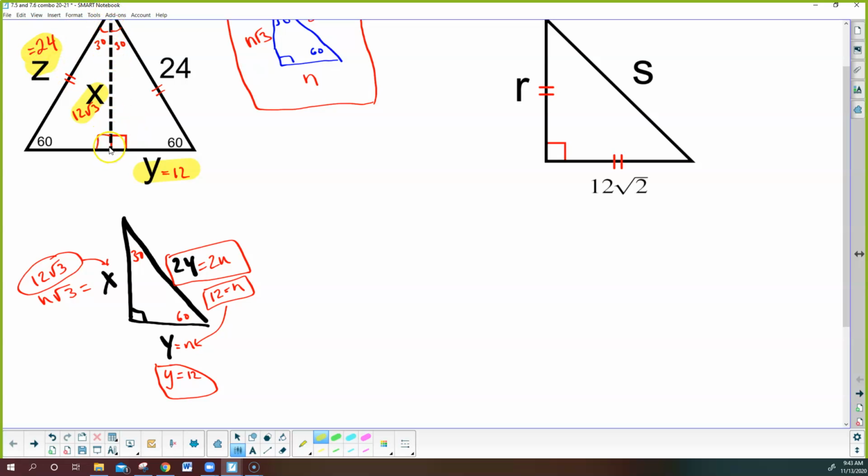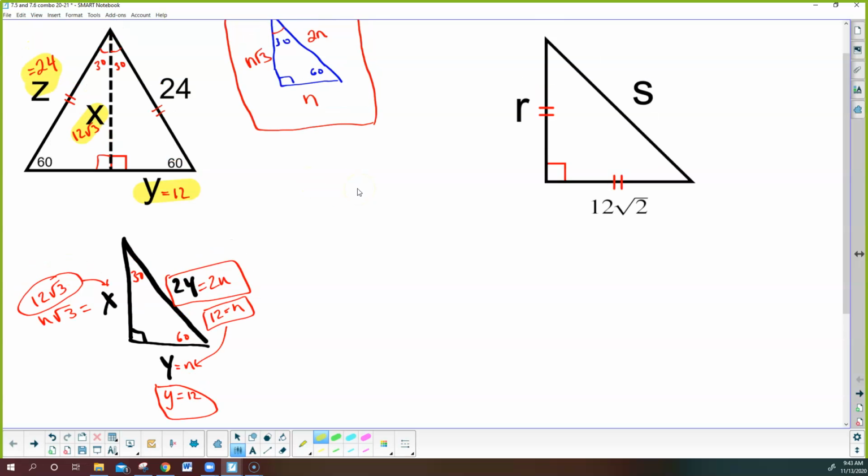By the way, this little dotted line, it's called the altitude of a triangle. We didn't really study that, but altitude is the same as height. So it's how tall that triangle is from the base straight up. All right, so that was 30, 60, 90 triangles.